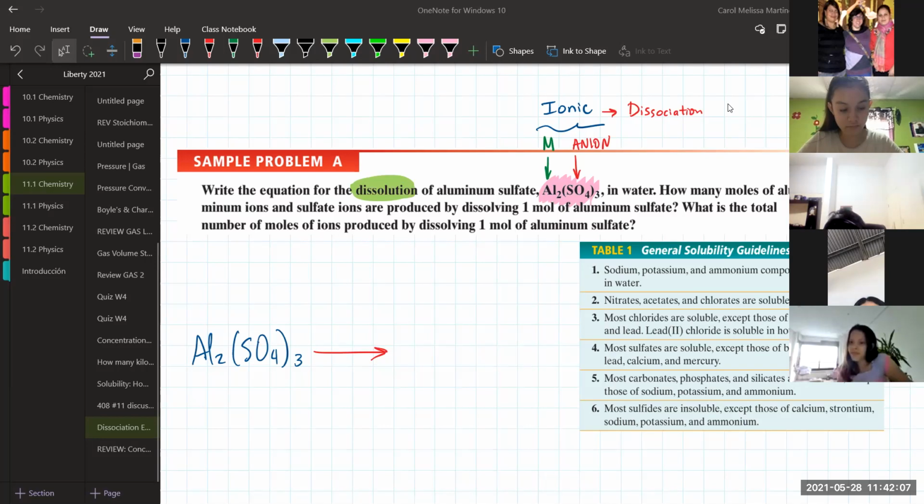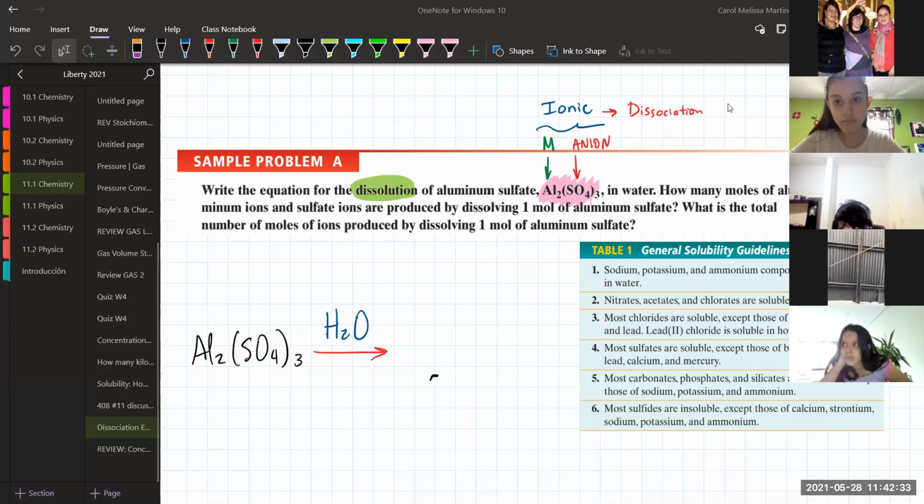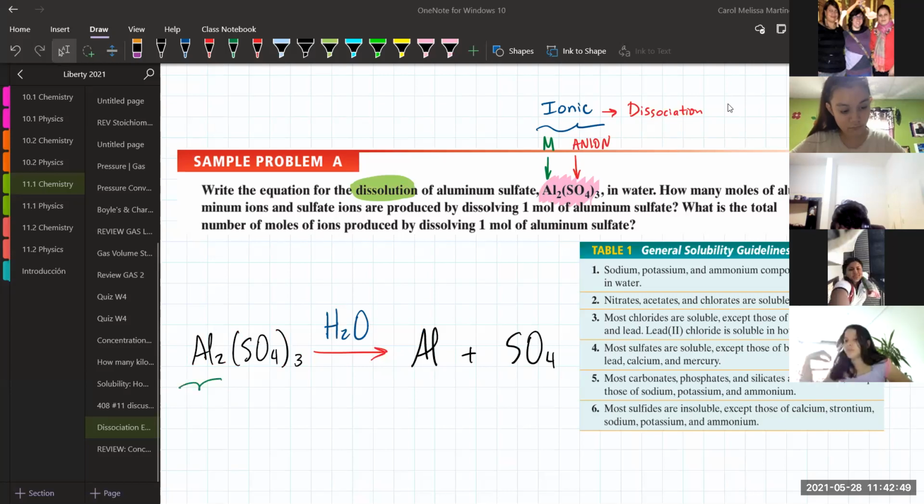When you're talking about a dissolution process, it means that you're going to dissolve in water, okay? So, after the aluminum sulfate is being dissolved in water, it's going to separate, break down into its ion forms. So the metal comes apart, and the polyatomic ion also comes apart like that. Remember, you have your metal here, and you have your polyatomic ion over there. Okay?